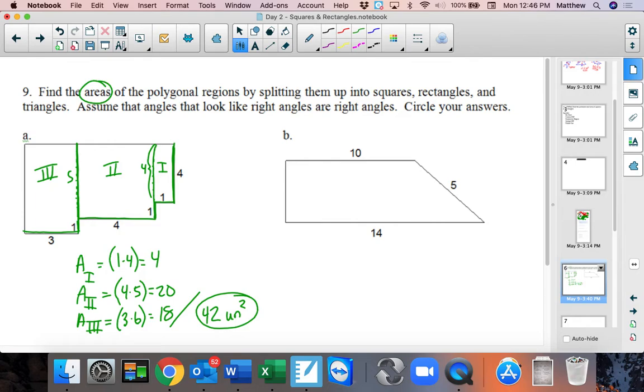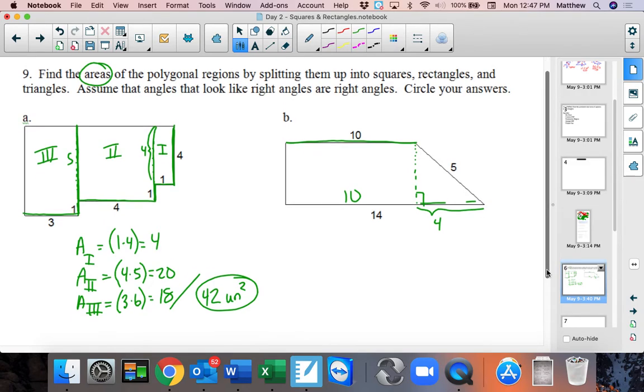Okay. And lastly, over here, I have a trapezoid, so I'm going to draw a right triangle, and now I've got two shapes. Remember, this whole thing was 14, and this side's 10. So that means this must be 10 right here, and this part right here is 4. So maybe hit pause really quick and see if you can figure out how to find the area. Okay, let's call this 1 and 2.